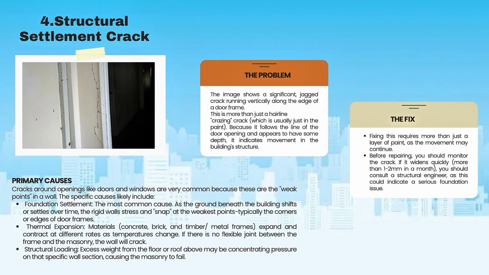The primary cause: cracks around openings like doors and windows are very common because they are the weak spans in a wall. Specific causes include foundation settlement, thermal expansion and structural loading. Fixing this requires more than just a layer of paint, as the movement may continue. Before repairing, you should monitor the crack. If it widens quickly, more than 1 to 2 mm in a month, you should consult a structural engineer, as this could indicate a serious foundation issue.